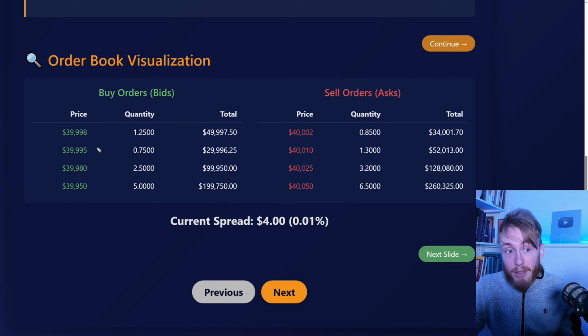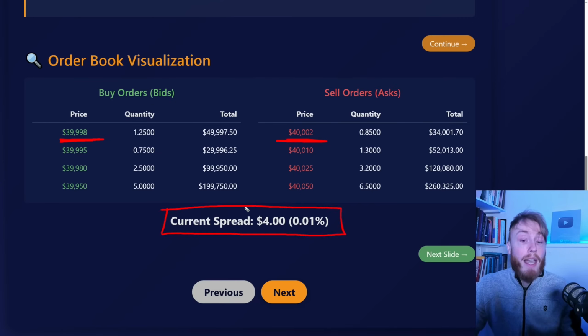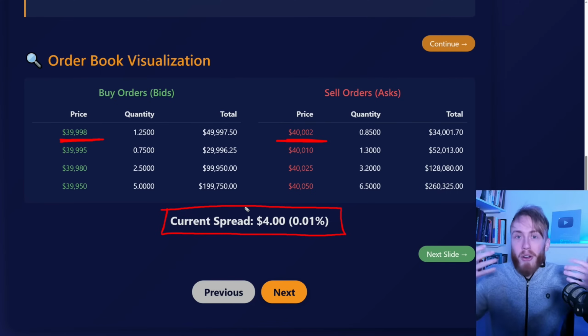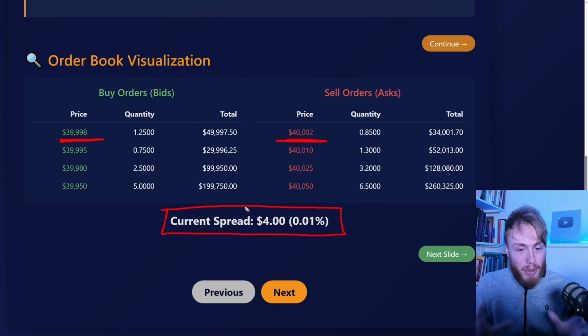And the spread here is simply the difference between the highest buy order, which is 39,998, and the lowest sell order, which is right now 40,002. So the current spread is $4 for this particular market. But what happens in real markets is that these orders will move all the time. Live markets are, by definition, live. So it can get a little bit more complicated.